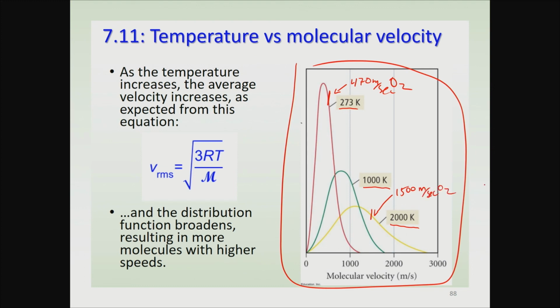And so this equation here explains that. What you can see is that if you increase the temperature of the gas, you would expect that as this number in the numerator is increasing, then we're also going to increase the root mean squared velocity average of the gas. And so you can see that here as well.